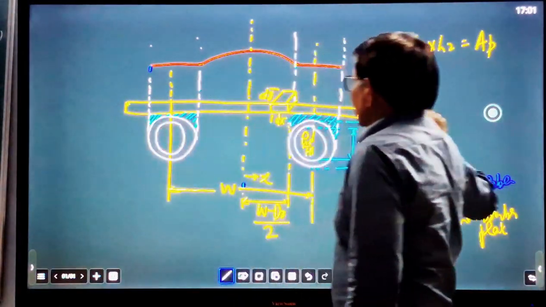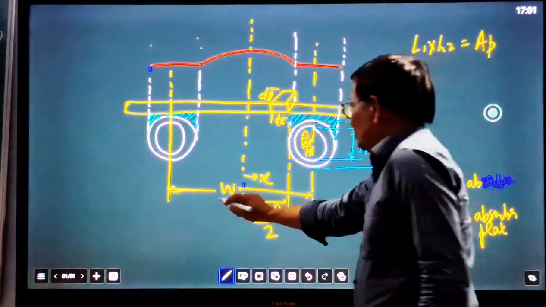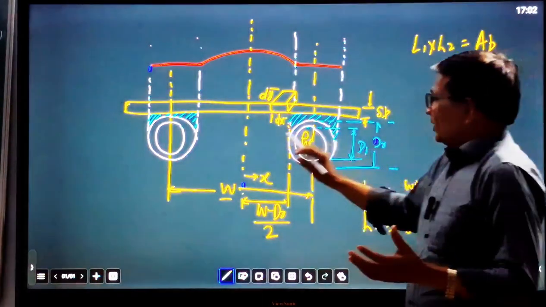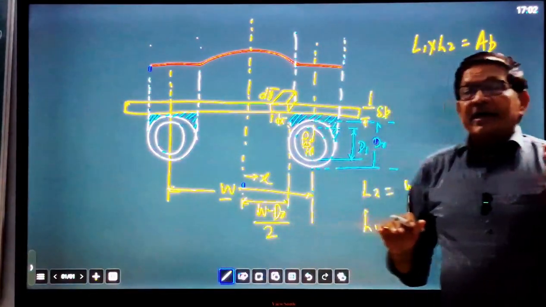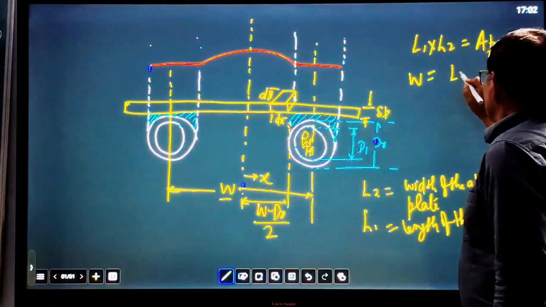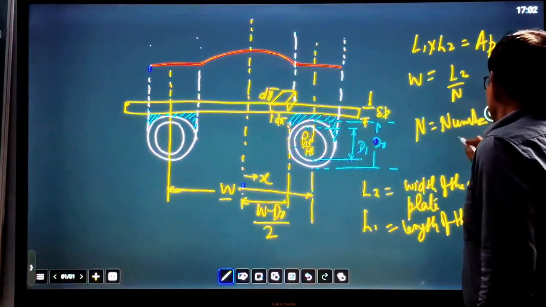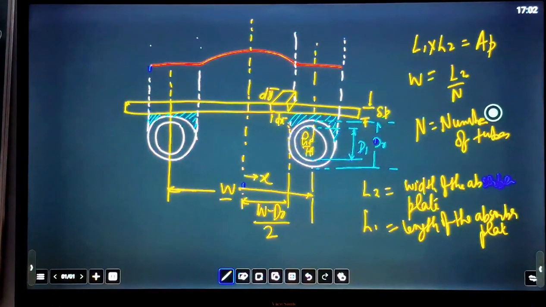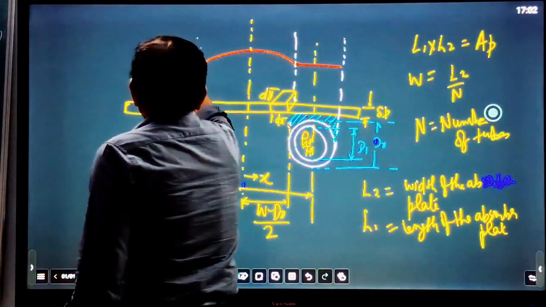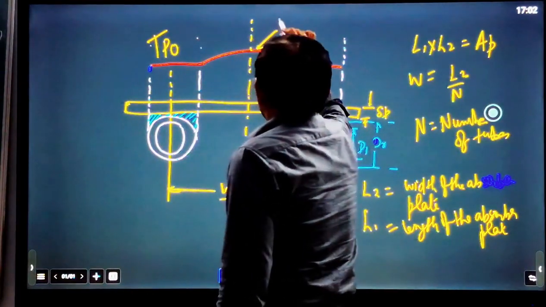Between two tubes, that width is W. It is the pitch of the tubes, because this is a regular interval. At this regular interval, tubes are arranged. So the pitch of the tube we can define as W equal to L2 by N. Here N is the number of tubes. So this is a schematic that will help, and this is the temperature distribution. This is temperature TP, TPO, and here temperature TP.